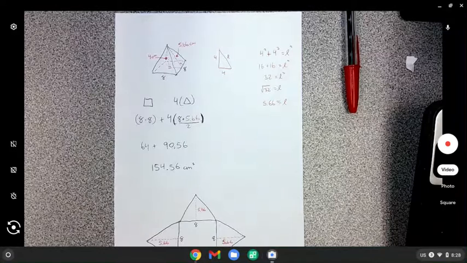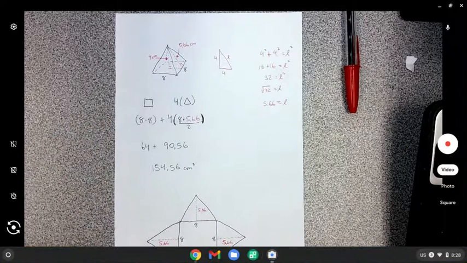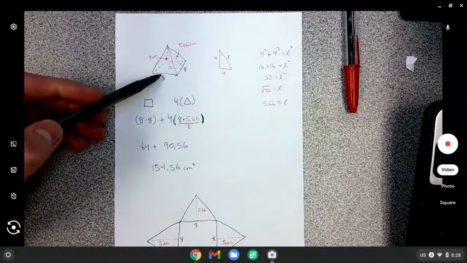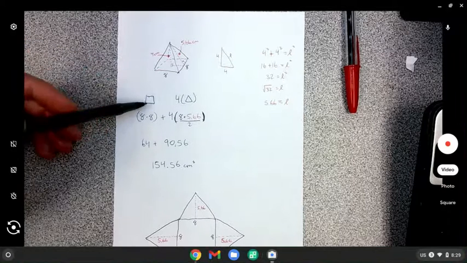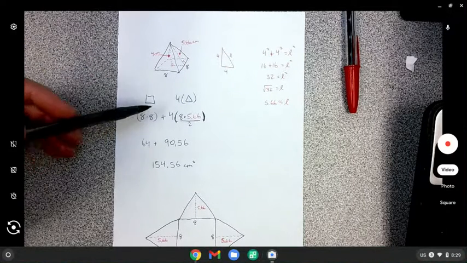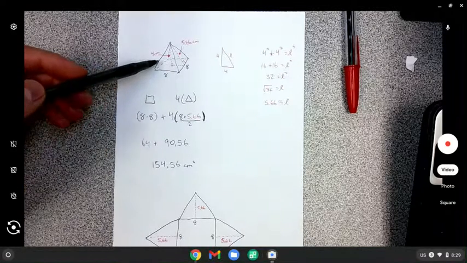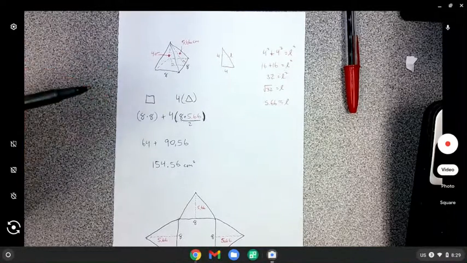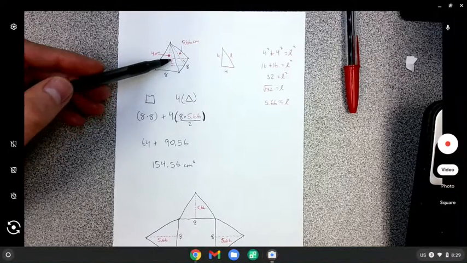So 8 is not the correct answer for how long this is. I'm going to show why 8 is not the correct answer, why it doesn't work. So if you chose 8 as your first guess, remember that the square on the bottom would be 8 times 8. That's the area of the square on the bottom. And there are 4 triangles around the outside. So 1, 2, 3, 4. So I've got 4 triangles. 8 times 8, that's not so bad with the edge length of 8.